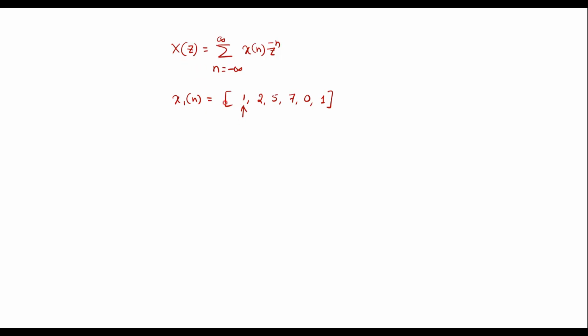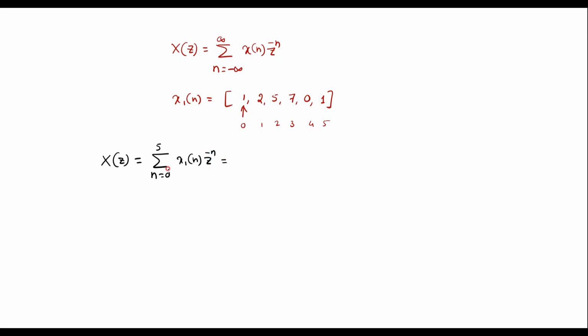Now let me find the Z transform of the same. Here the range of n varies from 0 to 5. Therefore, let me find the Z transform of the discrete sequence x1 of n, that is X of z is equal to summation, n equal to 0 to 5, x1 of n z power minus n.